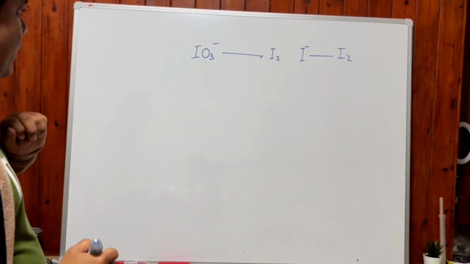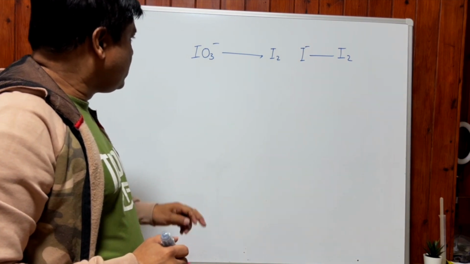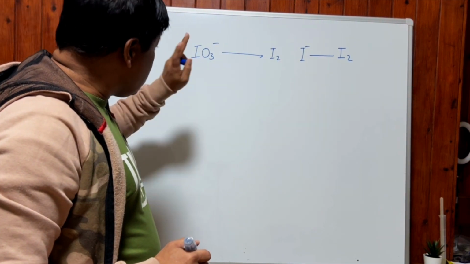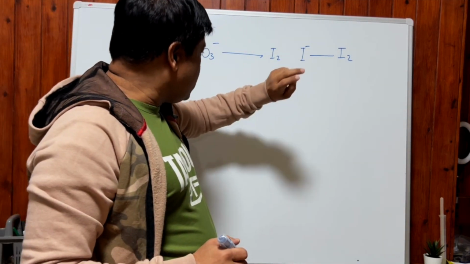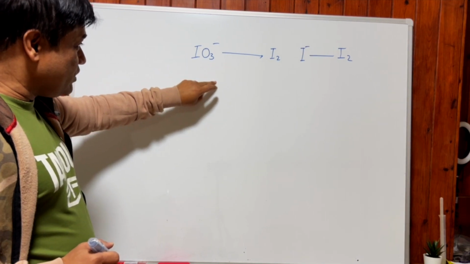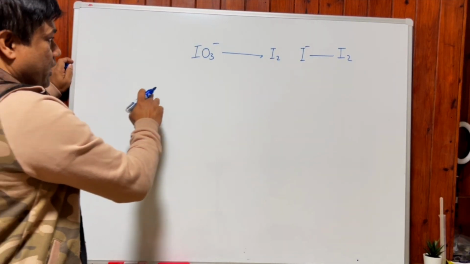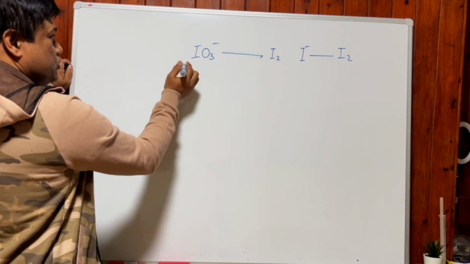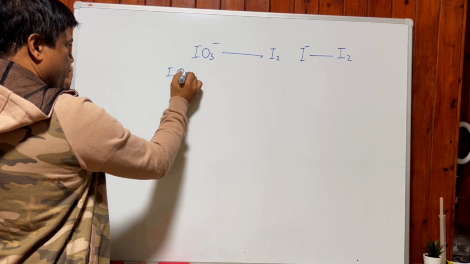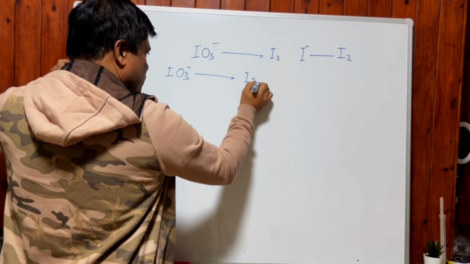Now, look at that. This is a very interesting question. We are using iodate ion, and this is iodide ion. This is iodate ion. This is iodide ion. So first, times by 2 here. So IO3 minus becomes I2, times by 2.